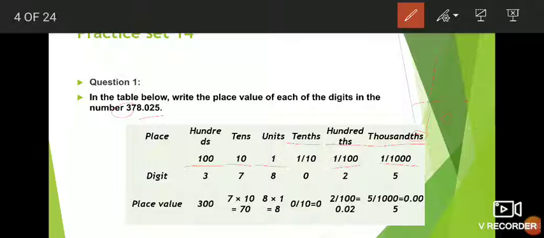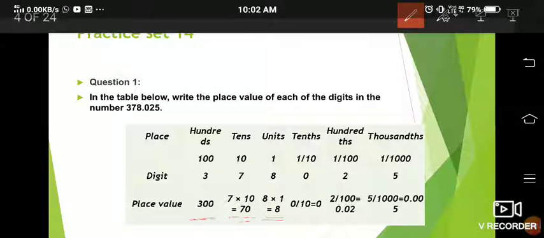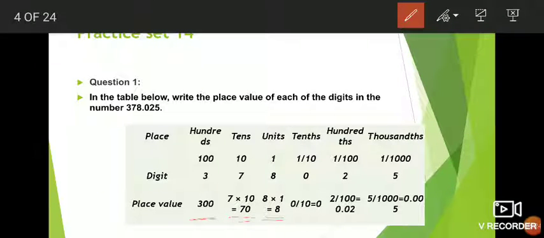Now the digits are given at each place. The digit at the 100 place is 3, at the tens place the number is 7, and at the units place the digit is 8. Tenths place, that is after the decimal point, the numbers are 0, 2 and 5. Now 3 into 100, how much will it come, students? 3 into 100 is 300. 7 into 10, 7 tens are 70, 8 ones are 8. And here after that 0 into 1 upon 10. Now 0 upon 10 will come 0 only, no students?